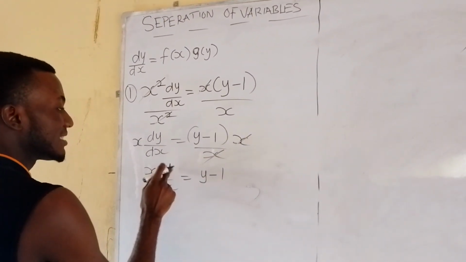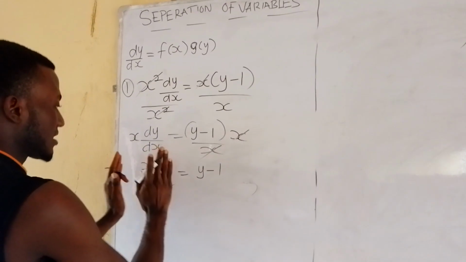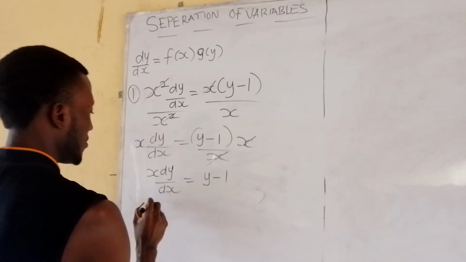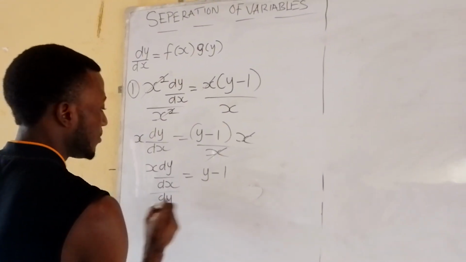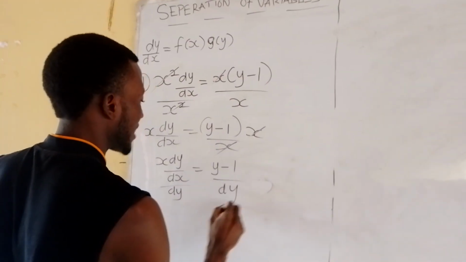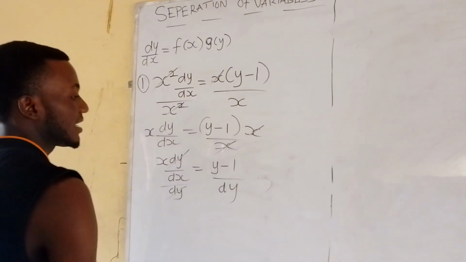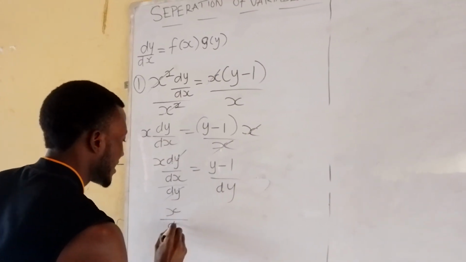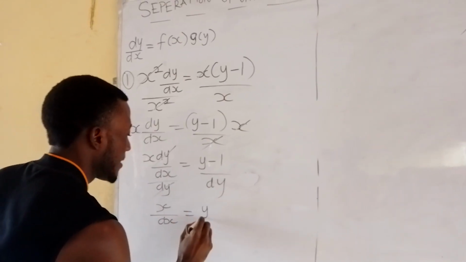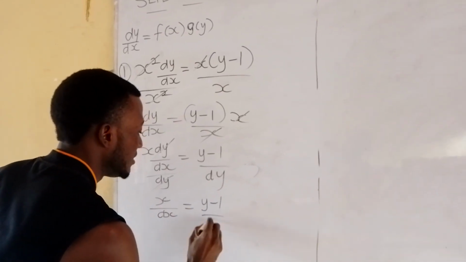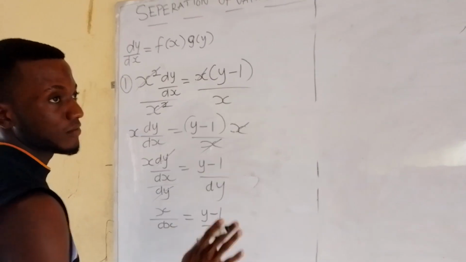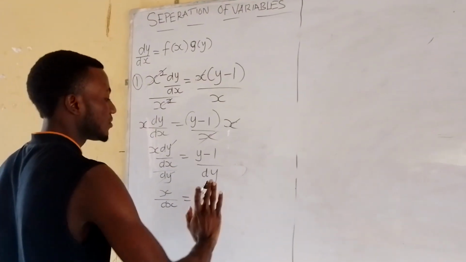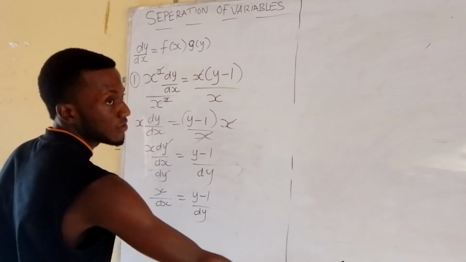We have to eliminate this dy here to leave this side of the equation with x variables. Divide by dy on both sides. This dy can easily cancel out this dy, leaving us with x over dx equals y minus 1 over dy. So this is what we mean by separation of variables. X variable on this side, anything containing y on its own.